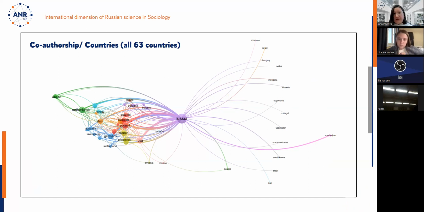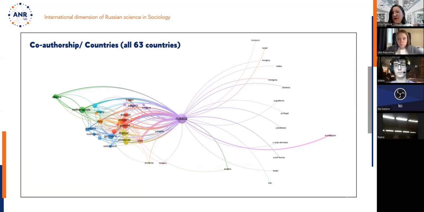This picture is interesting because for this picture we included all the countries, if there was also an organization from a country who published just at least one article, just at least one piece. So all the countries are included here. But what I would like to pay attention to is that definitely there is a group of countries collaborating with Russia on this bilateral base.